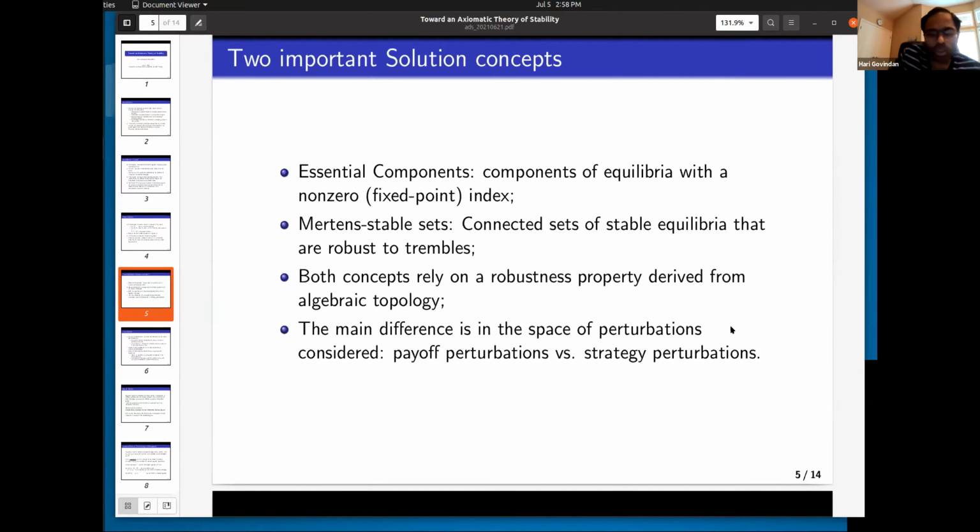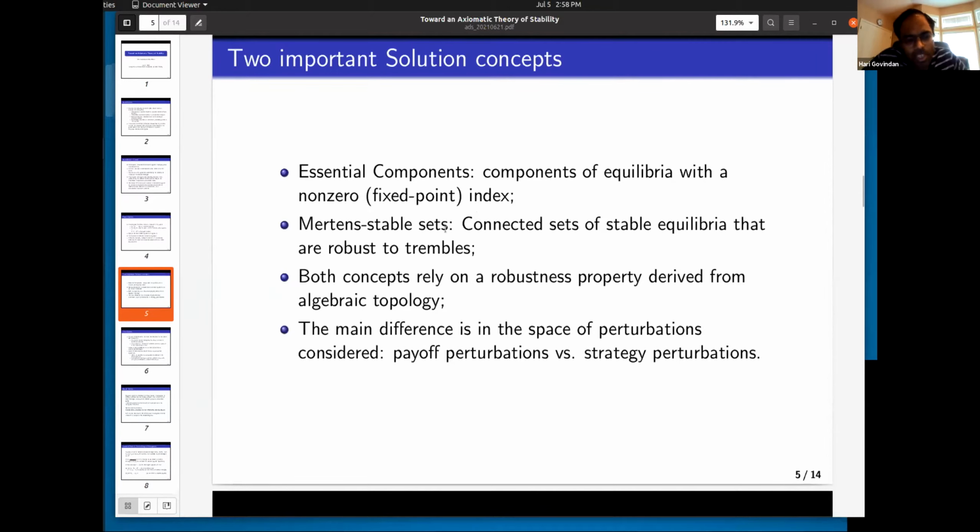And that's one definition. Kohlberg and Mertens actually have a definition that's not based on index theory, but is just a straightforward robustness criterion, which is that you have a solution if it's robust to all payoff perturbations. That's a slightly weaker concept. There is a small gap between these two concepts, but anyway.